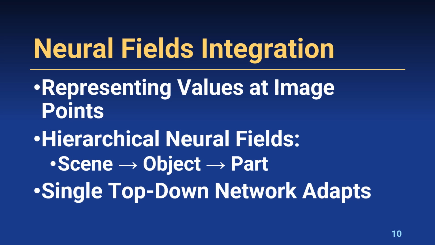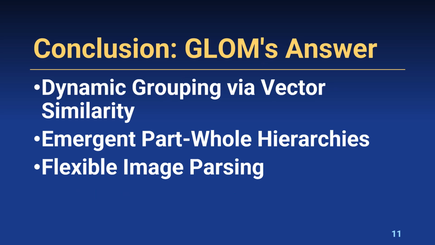In essence, GLOM offers a novel way for neural networks to represent complex part-whole hierarchies within images without needing to explicitly allocate dedicated neural hardware. It leverages the power of vector similarity to form dynamic clusters, allowing for flexible and interpretable representations.